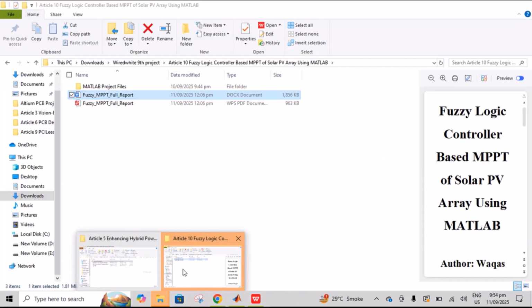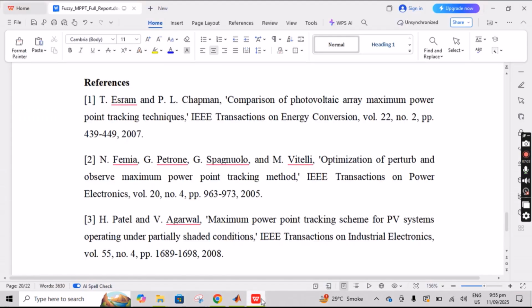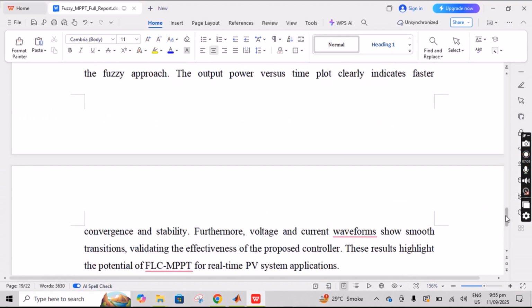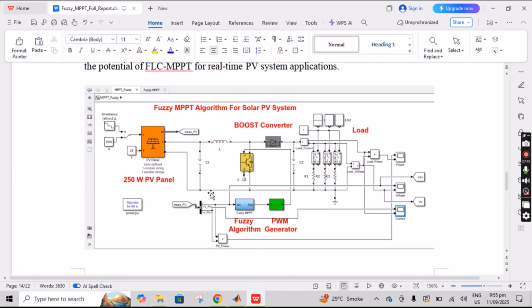Let me provide you the MATLAB project files. These are the MATLAB project files. The fuzzy logic FIS file is the main file which you need to run, and you will get the output results like this. When you open this MATLAB file, you will get the output images, and you just need to run it to get the output results. This type of model you will get. Okay, thank you.